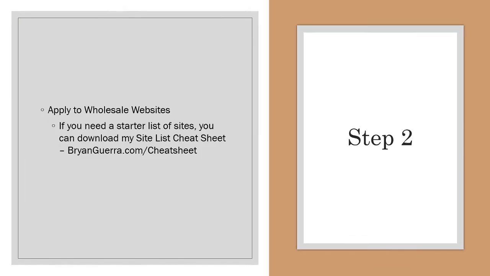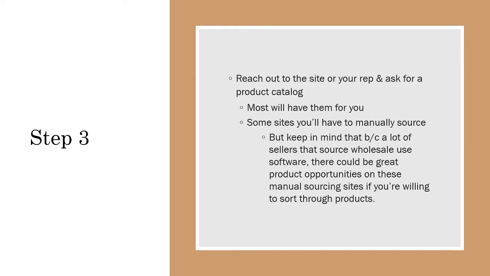Step 2 then is to apply to wholesale websites. So step 3 is to reach out to your site rep, or just the site in general if they have a contact us, and ask for a product catalog, okay? So most sites will have product catalogs if they're wholesale websites, obviously. And then what I basically do, I reach out to my rep or to the website and I email them and say, hey, I wanted to know if you could send me a list of your latest product catalog because I want to make some purchases, okay? And because you're a vetted, reputable buyer and you're clearly interested in running it through software, which means that you're clearly interested in buying from them, they're going to get that to you fairly quickly. Most of them do, okay?